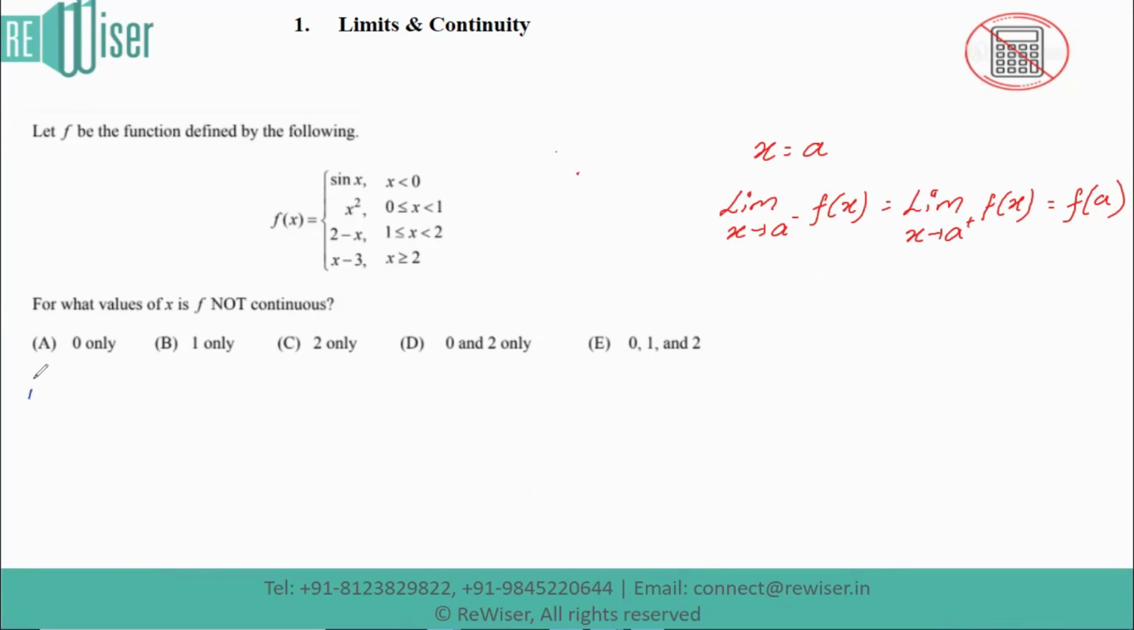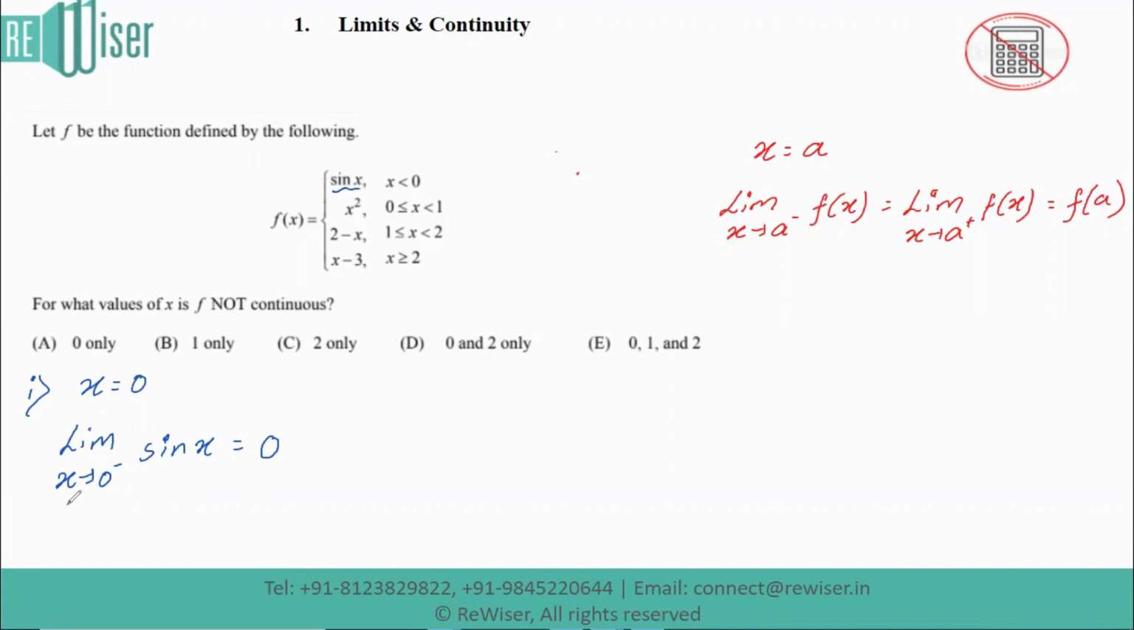So first, I'll check whether the function is continuous or not at x equals 0. If I talk about x equals 0, my left hand limit is the limit as x tends to 0 minus, so from my left hand side. When x is less than 0, sine x is my function. So the limit as x tends to 0 minus of sine x, we can directly substitute it. It is not in an indeterminate form. So sine of 0 is 0 itself. My left hand limit is 0.